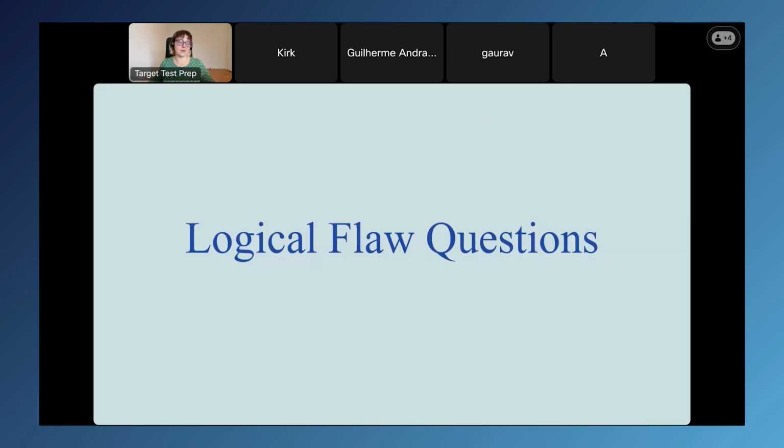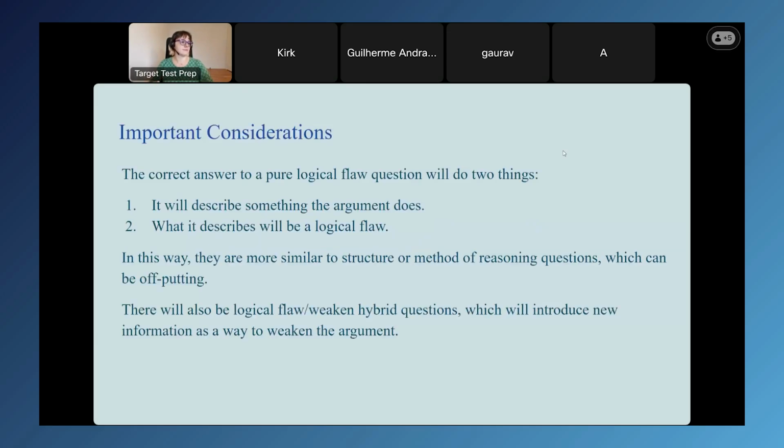We are doing logical flaw questions for the email and this title slide. So if that's not what you were expecting, surprise. We are going to talk about logical flaws, which are kind of an interesting question type. There are two versions of logical flaws. There are pure logical flaws, and there are hybrid logical flaw weaken questions, which are a lot more common.